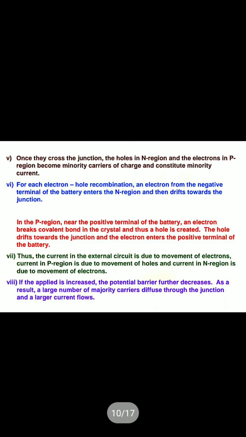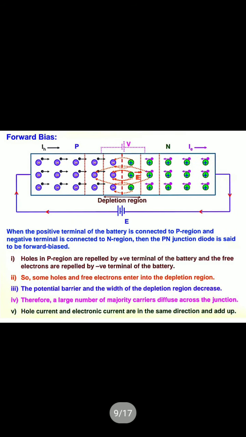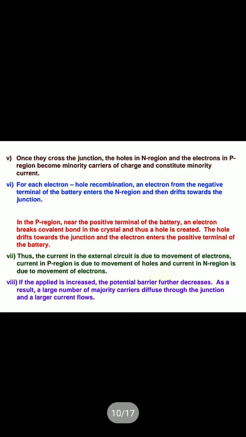So these things are written over there. Just read it once, and if possible, also write it in a copy. So we can say that in a semiconductor we get current due to both holes and electrons. So our total current I equals IE plus IH, the electron current and the hole current.